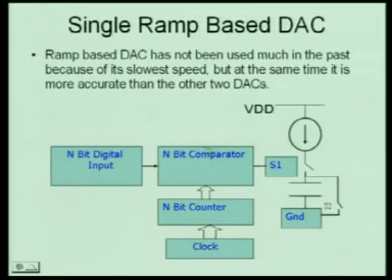Now, the basic limitation of this single ramp DAC is that its speed is very slow. Suppose we have 8-bit data for conversion; that means the counter has to count for 2 to the power 8 cycles, that is, 256 cycles. This decreases the speed of the single ramp based DAC.